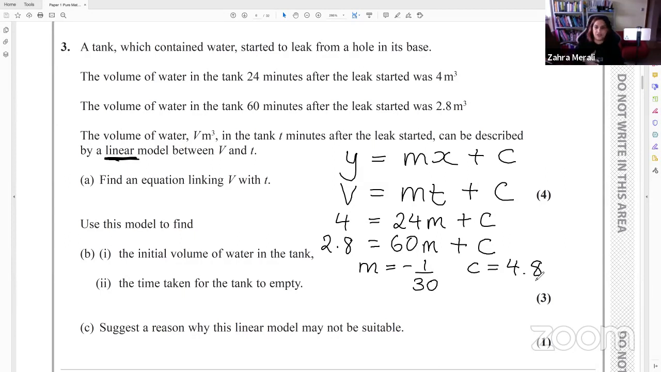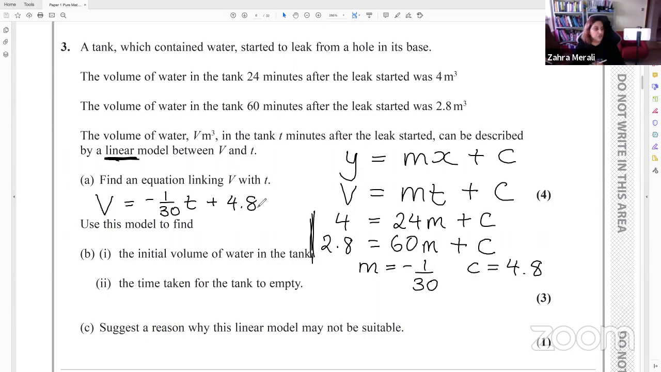Obviously, at GCSE, you've learned how to solve these. It's a simple simultaneous equation, but your calculator does it for you anyway, and you won't need to write any working marks. You can go straight from these equations to writing your m and c. Don't forget, though, to rewrite the whole equation out. So don't forget to rewrite v equals minus 1 over 30t plus 4.8. So now you've written out your equation.